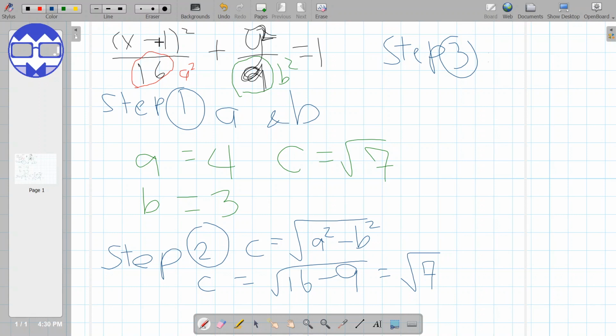And remember, what is x again? X is the horizontal part. So if it's the horizontal part, we are sure that the orientation, the position of the ellipse, is horizontal.